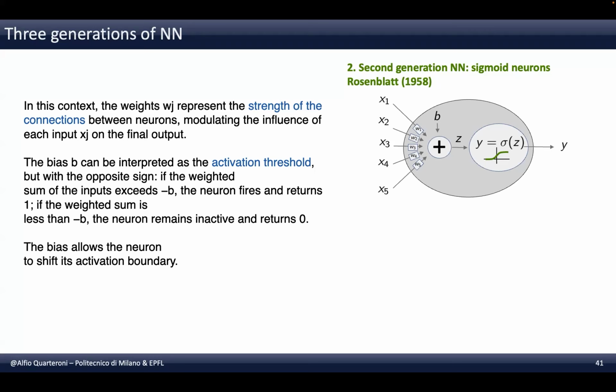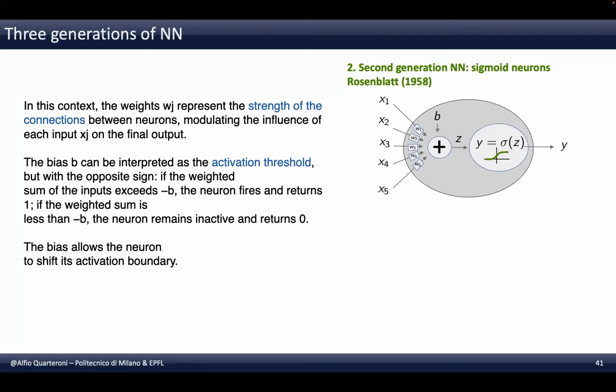This is the perceptron, and of course you can try to provide also a physical interpretation. You know that there has been the Nobel Prize given to Hopfield, and so you can try to provide a physical interpretation of that. So the weights represent the strength of the connection. You can decide that some neurons are more relevant than others, and they modulate the influence of each input Xj onto the final output. The bias can be interpreted as the activation threshold. Activation threshold means, do I decide to consider this relevant or not?